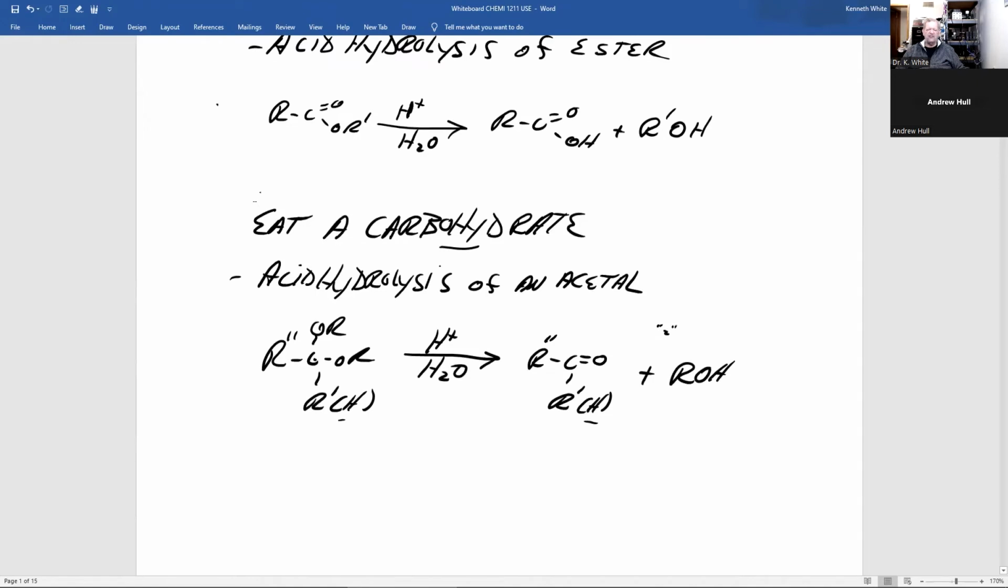What happens in your stomach when you eat a carbohydrate? You should know how to describe with words and a general reaction what happens. What's the key functional group in a carbohydrate holding glucose together? And that is an acetal.